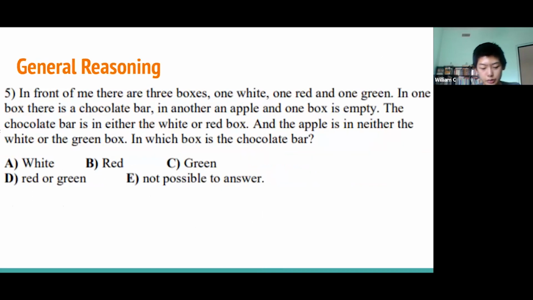Next, let's talk about general reasoning. In front of me, there are 3 boxes, one white, one red, and one green. In one box, there's a chocolate bar, and in another an apple. One box is empty. The chocolate bar is in either the white or red box. An apple is in neither the white nor the green box. Which box has the chocolate bar?